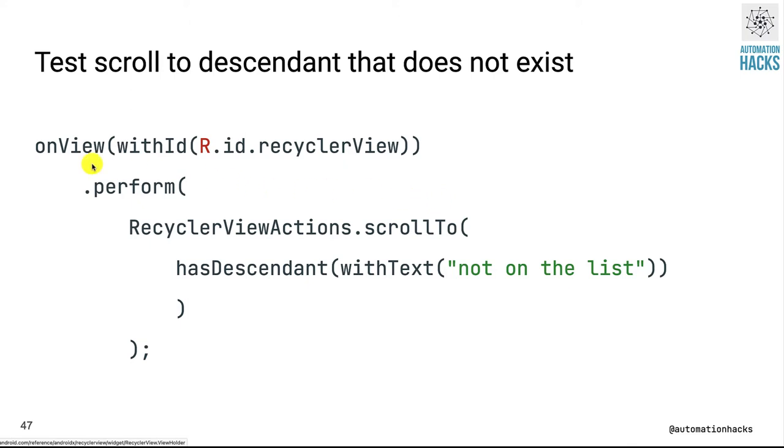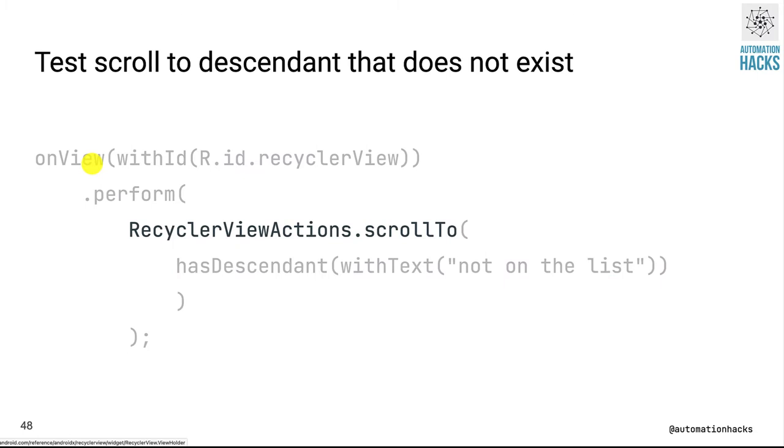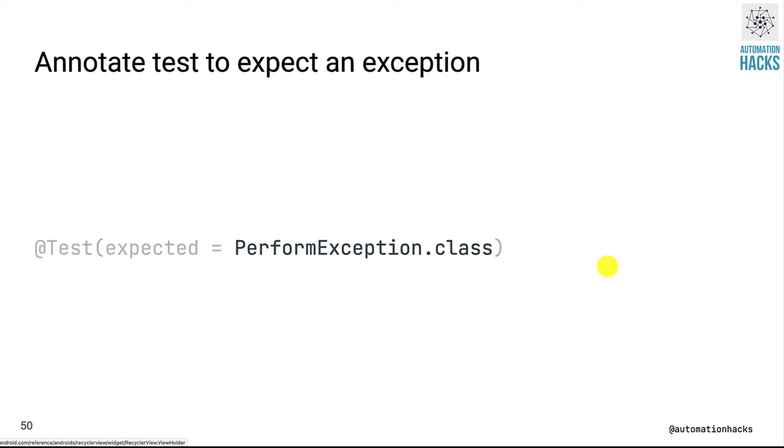So let's understand this in a bit more detail. We want to perform a scroll action, so we make use of RecyclerViewActions and the scrollTo method. And then we check whether this particular RecyclerView has a descendant with a specific text or not. In this case, we are giving a text which is definitely not going to be present, so this test should fail. Of course, since this test fails, we will annotate this test with expected PerformException.class to make sure that this is an actual negative test, rather than one that fails for no reason and raises a false alarm.